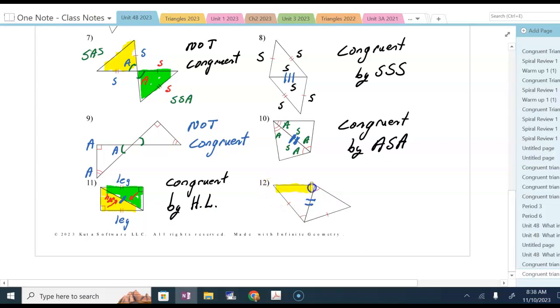And then in problem number 12, we're going to mark the reflexive. For the triangle that I'm highlighting in yellow, we have side, angle, side. For the triangle I am highlighting in green, we have angle, side, side. So the green triangle is side, side, angle. The yellow triangle is side, angle, side. Those are different. So these are not congruent.